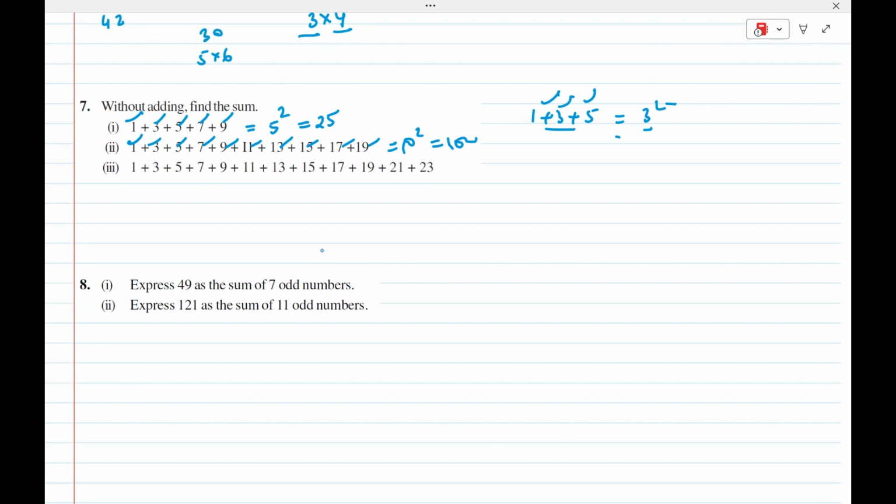Same way in the next one. 1, 2, 3, 4, 5, 6, 7, 8, 9, 10, 11, 12. So 12 square is 144. If you want to add manually to confirm whether our answer is correct or not, you can do it.